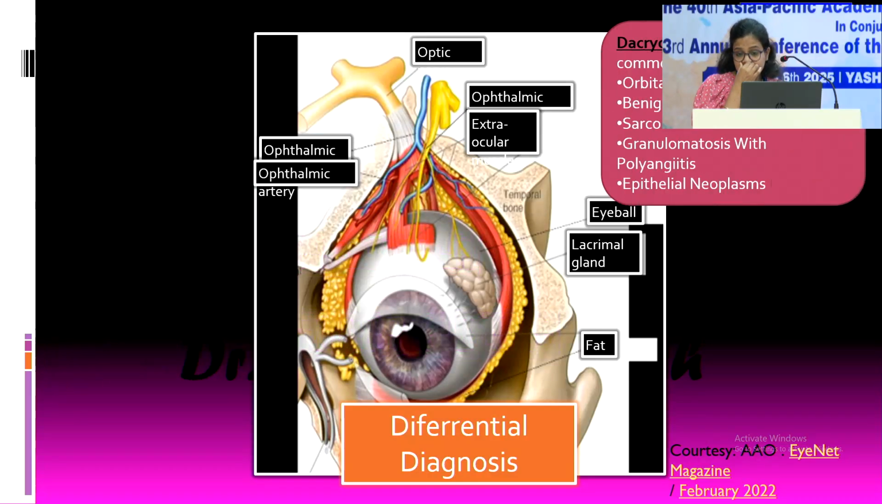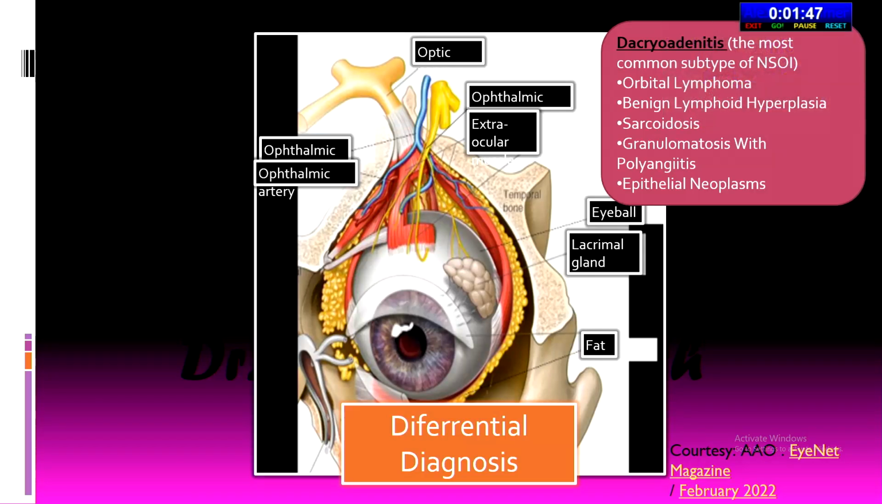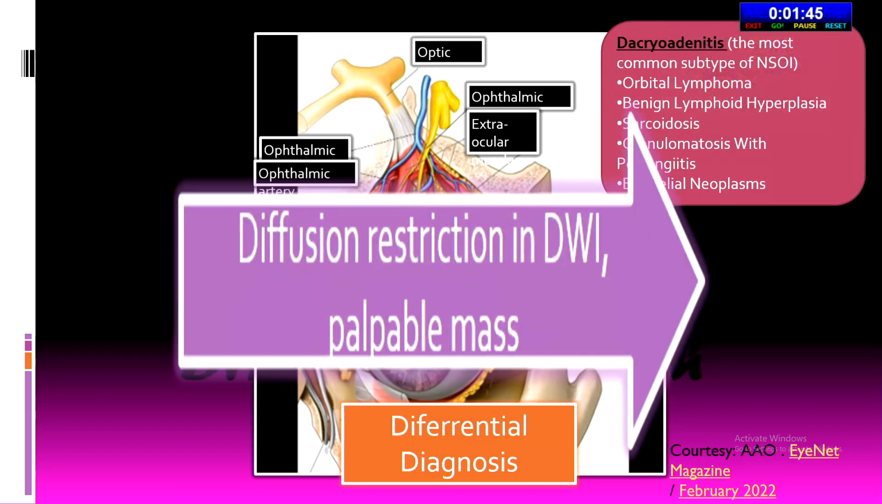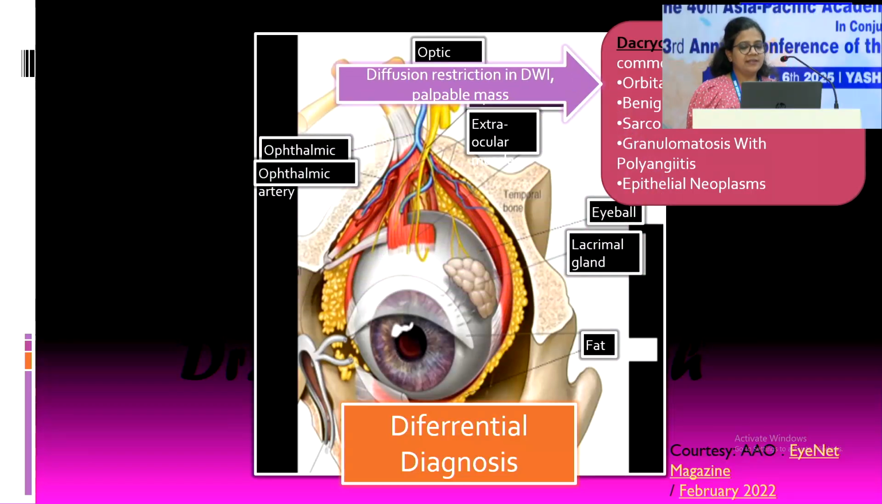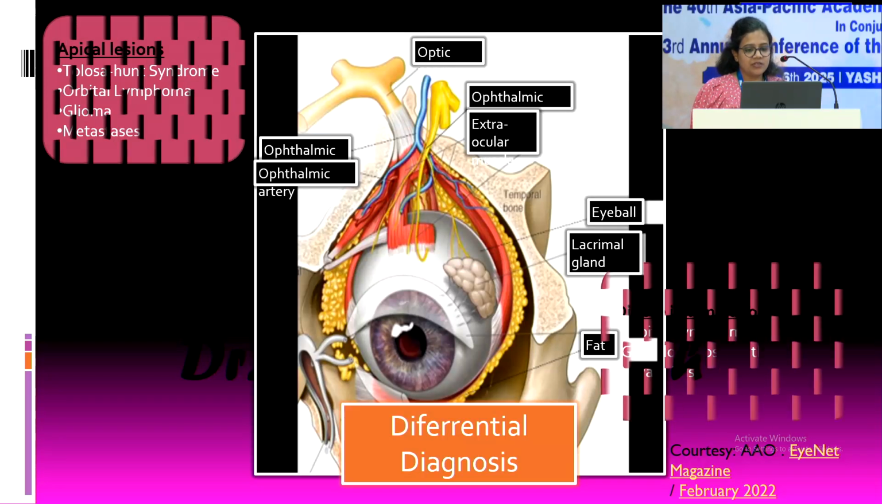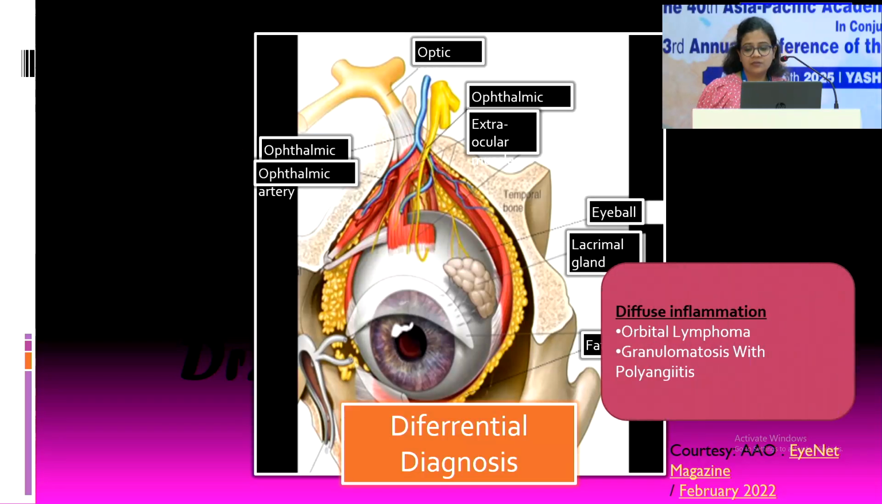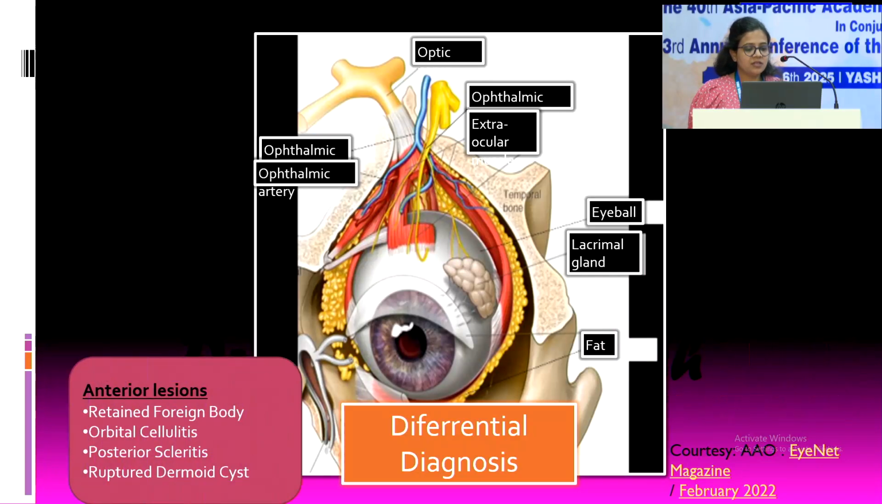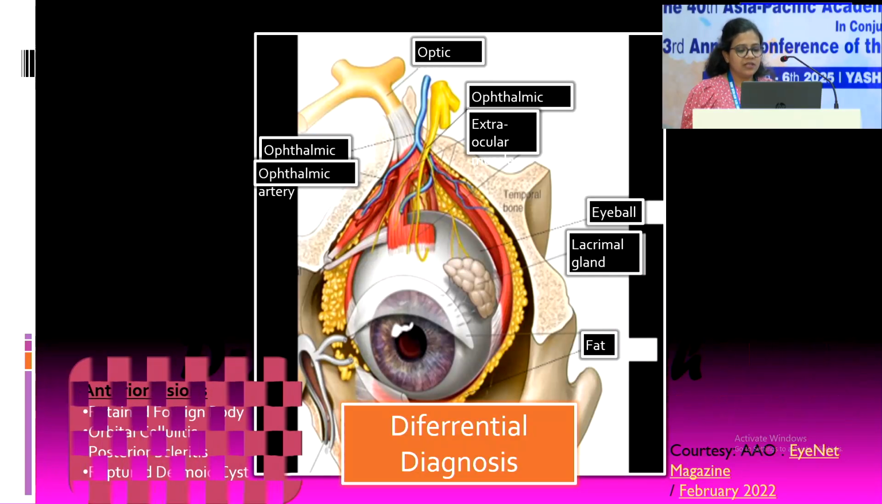Now, when we have a case of dacryoadenitis of NSOI origin, then we must always rule out orbital lymphoma, where we can see a palpable mass and a trailing sign on the image. There is diffusion restriction in orbital lymphoma because the mass is densely packed. The apical lesions include orbital lymphoma, metastasis, or Tolosa-Hunt syndrome, which shows a waxing and waning progression. Diffuse inflammation may be in the form of granulomatosis, or anterior lesions in the form of cellulitis.